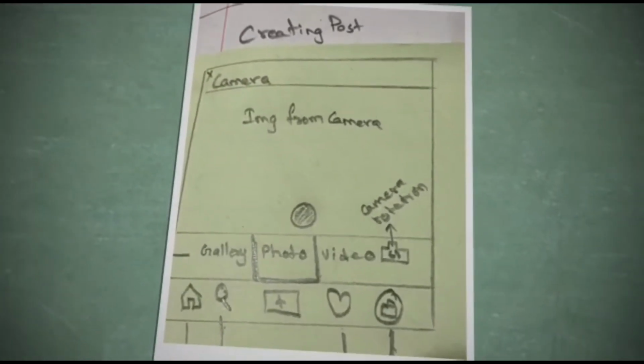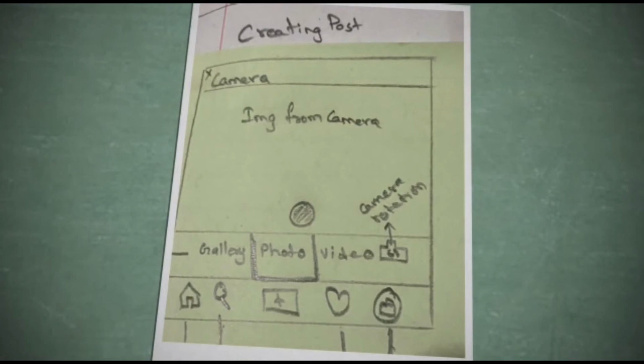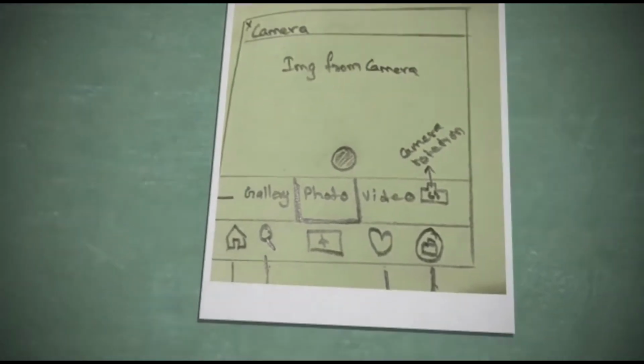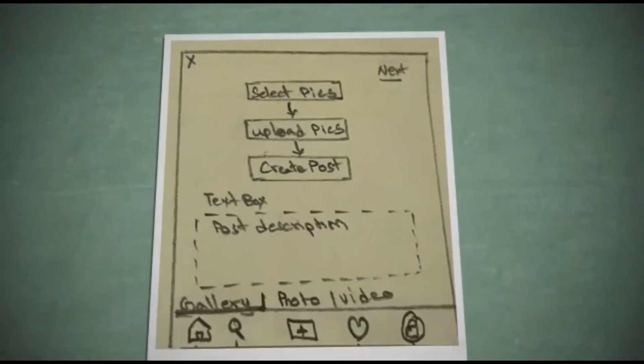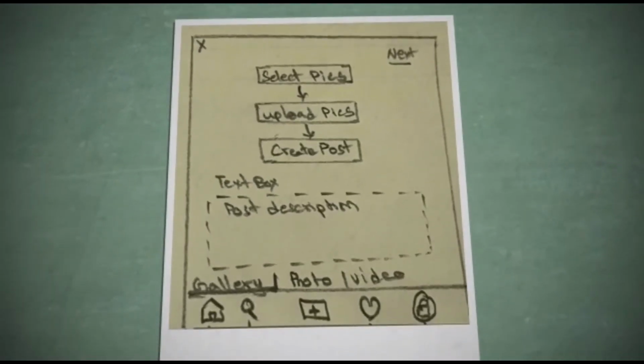Also, the user has access to the create post button in the middle of the footer, which leads to the create post page. Creating a post: the user can take a picture from the button in the middle of the screen and a button to flip the camera front and back, and there are gallery and video buttons to navigate. On this page, users can select pictures or videos from the phone gallery, then upload the pictures, and then create a post by giving a description and clicking the create post button. Users can also navigate to the camera by clicking the photo or video button at the bottom.